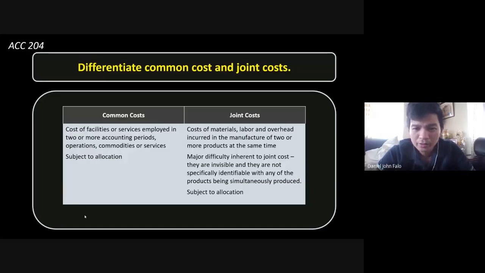While yung ating joint cost, so these are costs of manufacturing, materials, labor, and overhead that is incurred for 2 or more products at the same time. And it is also subject to allocation. So both common cost and joint cost, ina-allocate natin yan. Not only from one product but for several products. So sa isang cost, dinidistribute natin siya in 2 or more products. So yun yung pagkakaparehas ng common cost at saka joint cost.